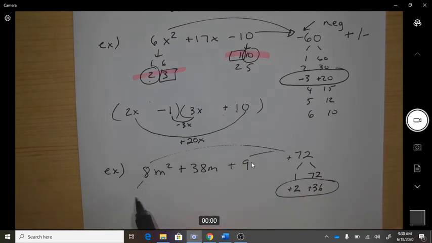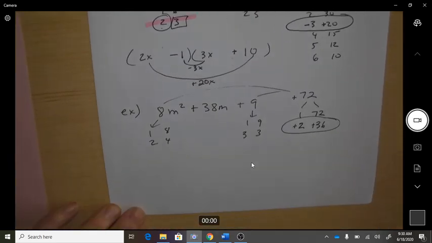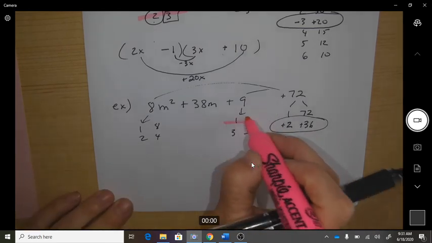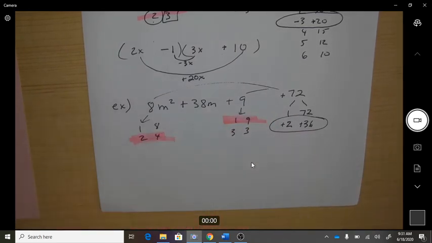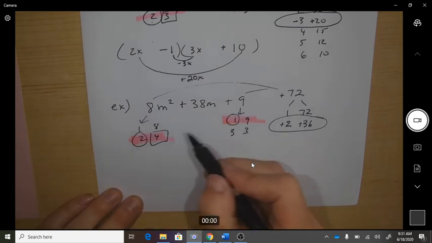Okay, so this could be 1 and 8, a 2 and a 4. And you could have used a 1 and 9, or a 3 and 3. So getting a 36 and a 2. That would be using that one and that one. I can see a 2 and a 36.